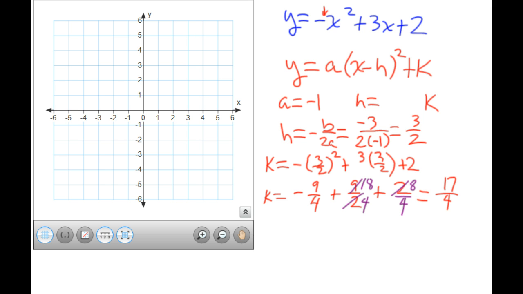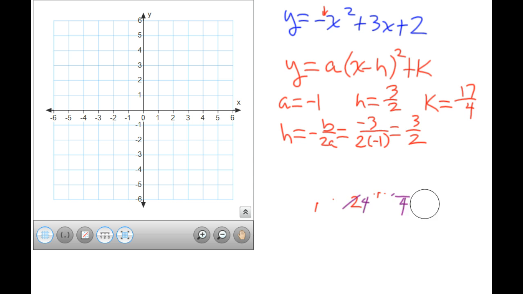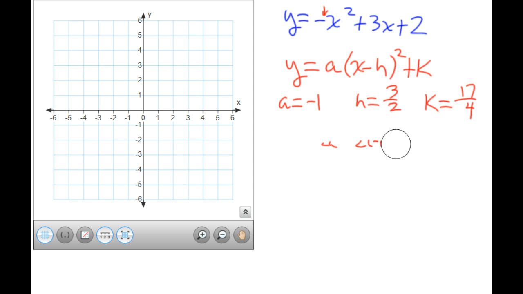So now I know that h's value is 3 over 2. K's value is 17 over 4. Okay? So in vertex form, erasing this work now, I can see that my equation would be y equals -1 times x minus 3 halves squared plus 17/4.